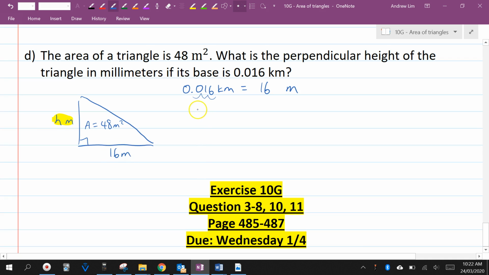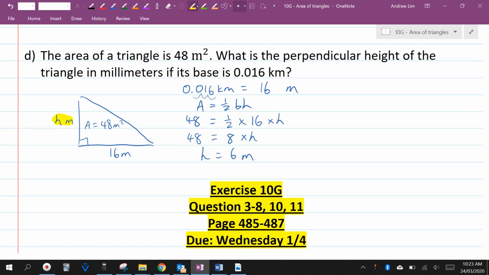Okay. So we know the formula for the area of a triangle is half base times height. The area is 48 according to the question. We have half times the base of 16, but we don't know what the height is. We need to work that out. Well, here we've got half of 16. Half of 16 is 8. So technically we've got 8 times some number is equal to 48. That number has to be 6, because 8 times 6 is 48. And it's 6 meters.